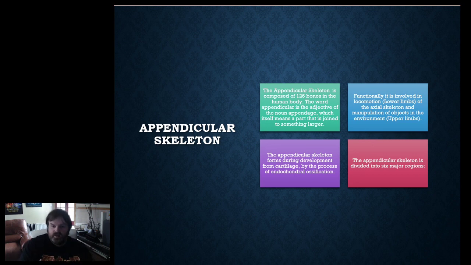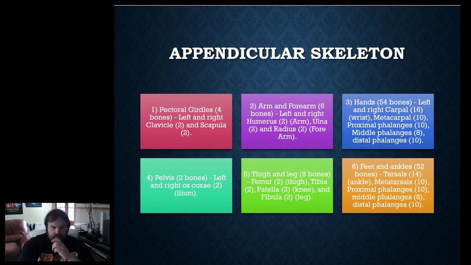There are 6 major regions in the appendicular skeleton, which you can probably guess just by thinking about it. You've got the pectoral girdles, which are your shoulders, more or less. Your left and right clavicles, also known as the collarbones, and the scapulae are the shoulder blades. The arm and the forearm: you've got your left and right humerus, which is here, and the radius and the ulna here, which unhelpfully cross over each other when you turn your hands.